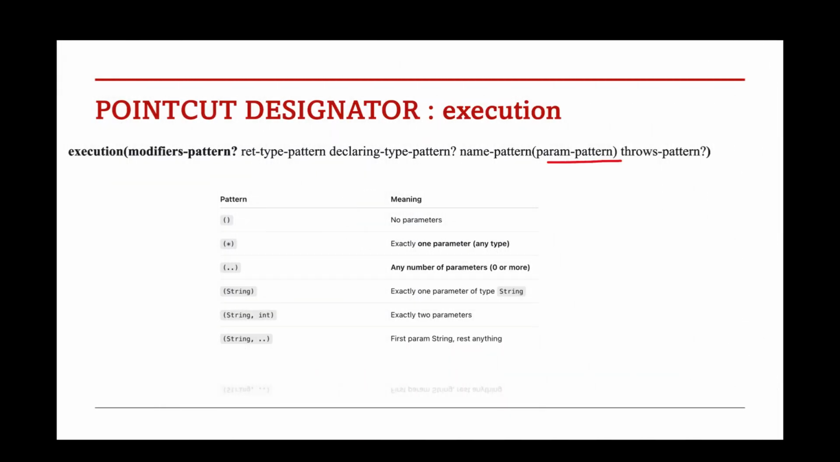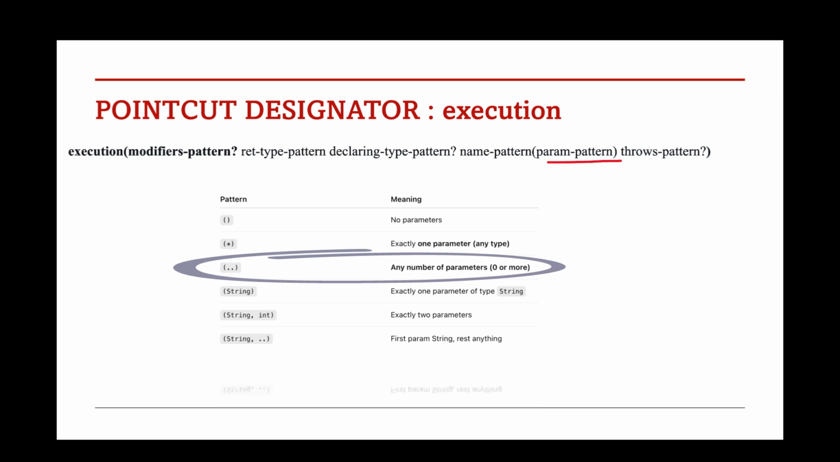Alright, look at the screen carefully. Let's go through every param pattern option one by one. Empty brackets means, match only methods that take no arguments at all. Zero parameters. If the method has even one parameter, it does not match. A single asterisk inside the brackets means, match methods that take exactly one parameter of any type. The type does not matter. But there must be exactly one.